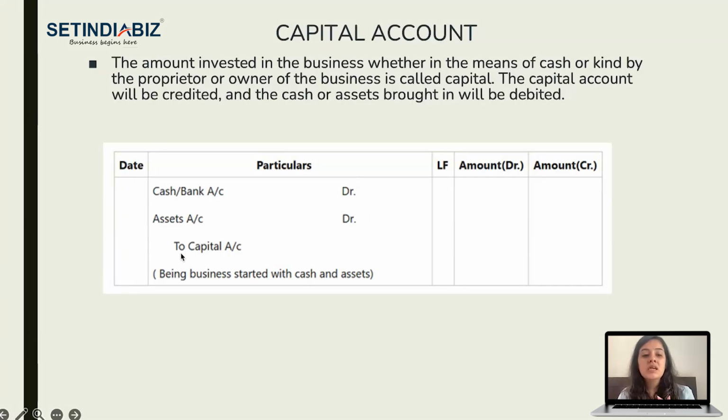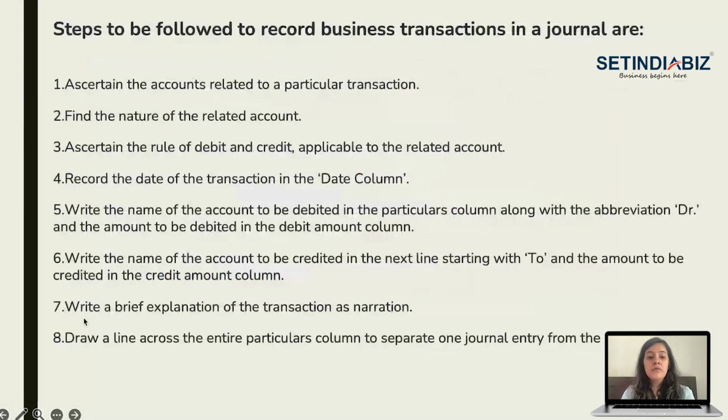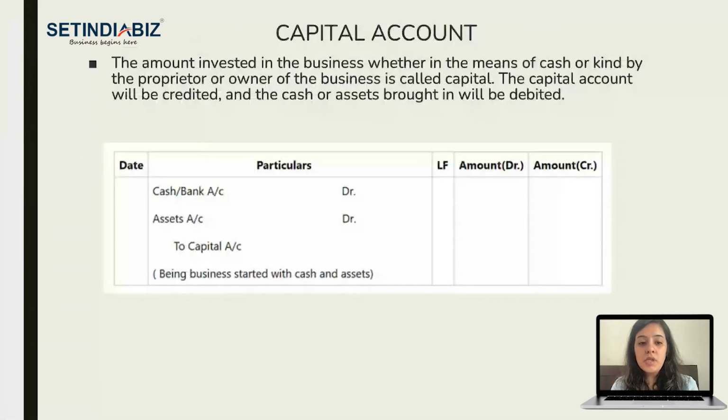And then this third entry is the credit entry. We start with writing To, and then the name of the account, and that's it. For the credit entry, we do not use any abbreviation, Cr or something, nothing. We just start with To and the name of the account, right? So this is how we proceed. Write a brief explanation of the transaction as narration, right? And in the end, we just narrate like this. Being business started with cash and assets.